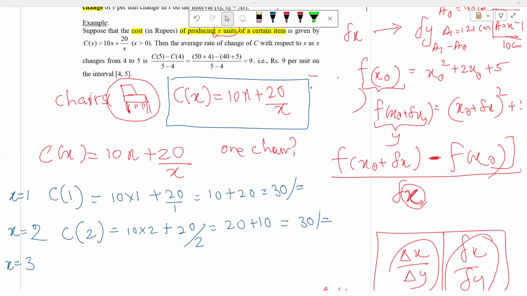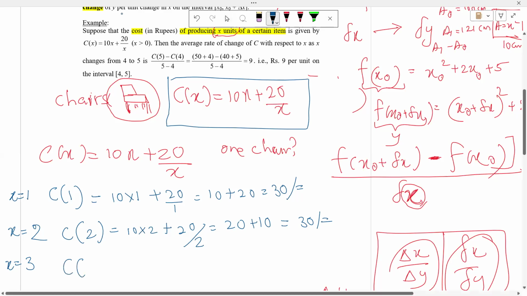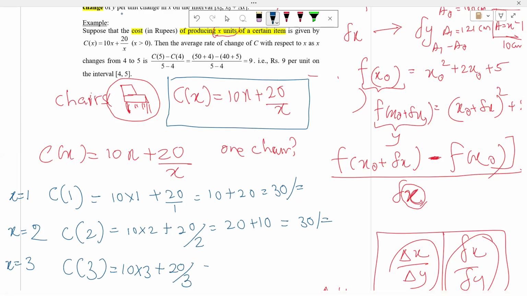Okay, what is the cost for three chairs? To manufacture three chairs, C of 3 is 10 into 3 plus 20 divided by 3. So 30 plus maybe 6.67, that is 36.67 rupees. That's why I already gave the real example: if you increase the number of items, the manufacturing cost will be reduced.